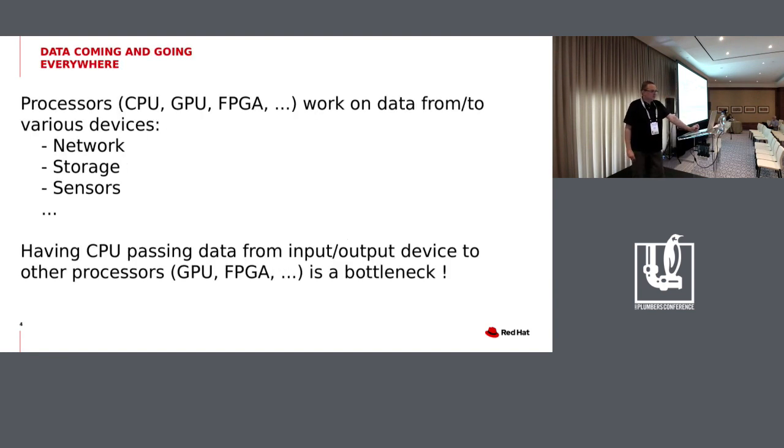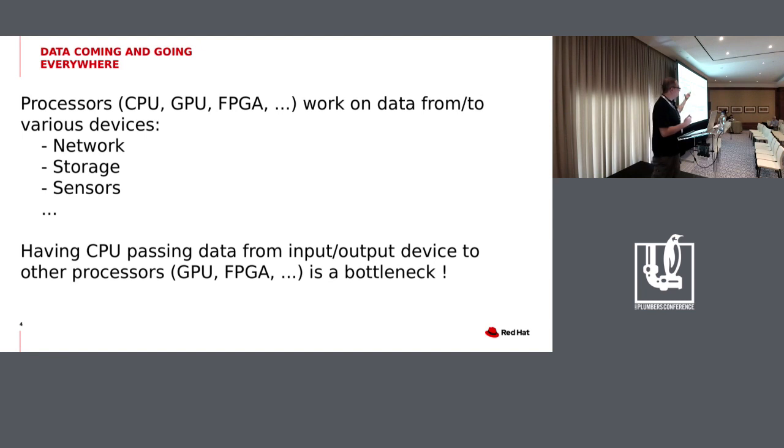So the point to that is that everything a processor, or GPU, or FPGA does is really working on data. And I was already mentioning that the data is coming from various sources nowadays: networks, storage, sensors. One of the issues when you have that is, if you're using multiple devices, CPU and GPU and whatnot, and every time you have to pass data around through the CPU, it's kind of a bottleneck, really, because the CPU is kind of a middleman.